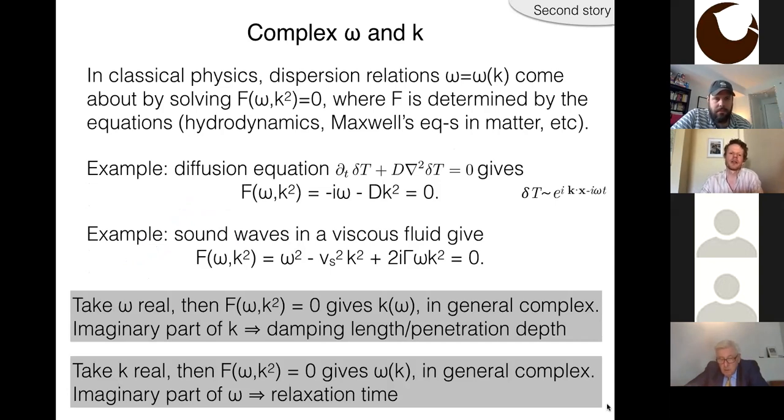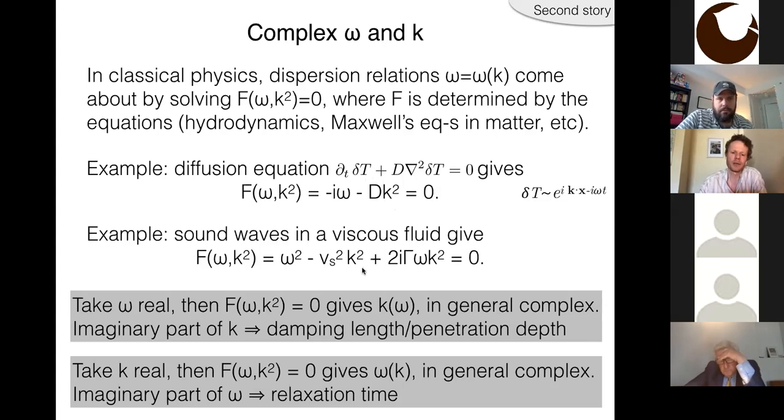Right? So in classical physics, all the dispersion relations come from solving equations that look like this. Some capital F, some function of omega and k squared, is equal to 0, where this F is determined by whatever equations you're solving. So equations of hydrodynamics or Maxwell's equations in matter or whatnot. And say in the diffusion equation, which I talked about earlier, you see exactly how this shows up, right? So this is your diffusion equation. You take your temperature to be a plane wave. You differentiate this once with respect to time, you get minus i omega. You differentiate this twice with respect to x, you get minus D k squared. So that's your capital F for the diffusion equation, right?